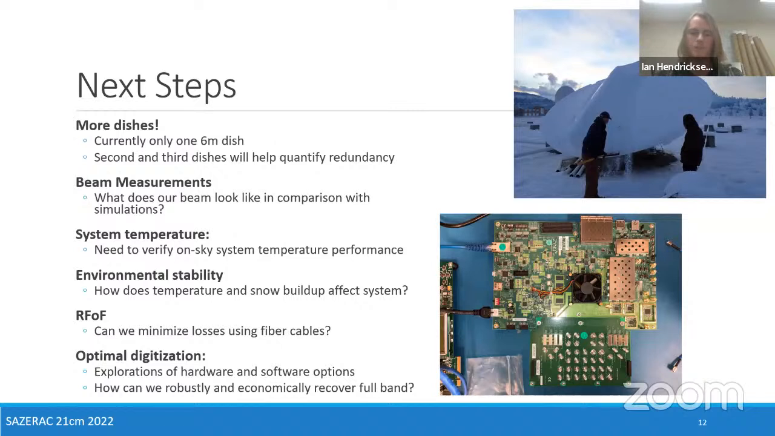And we're also exploring different ways to digitize the signal and compute the channelization and everything that's related to anything digital that you can think of that was necessary for a radio cosmology experiment.